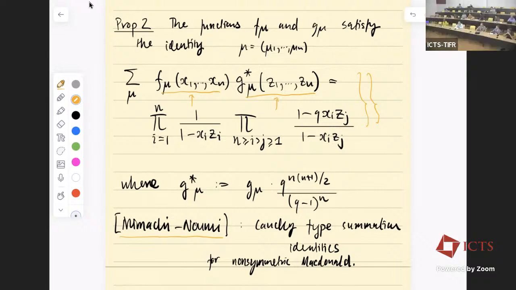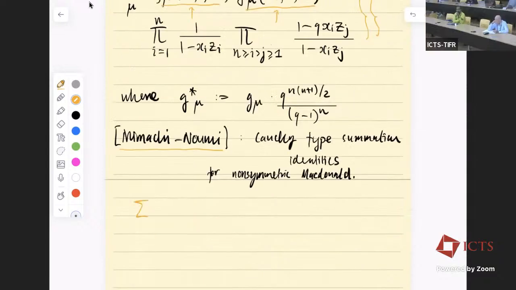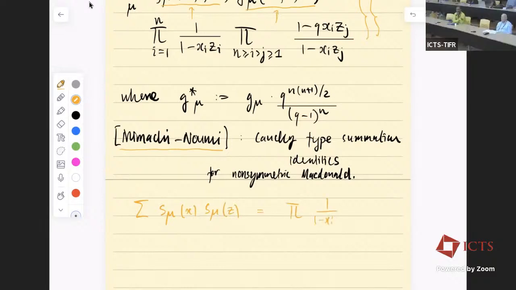I have one more question. So in all of these identities, in this whole setup, q is always a fixed parameter, right? That's correct. Is there any limit in which you get the original Cauchy identity using Schur polynomials? Oh, you mean just the standard? Yeah, some s mu, s nu. Just this? Yeah. Product of 1 minus xy.